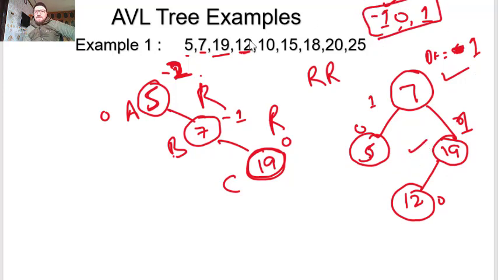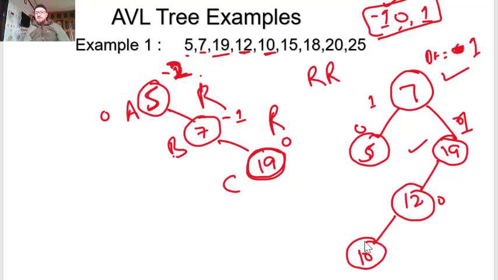Now after 12 there comes the 10. Where should the 10 go? 10 is greater than 7, it has to be on the right of it. Okay, and 10 is lesser than 19, so it has to be on the left of it, but there is 12, so 10 is lesser than 12, so it has to go to the left of 12, so 10 will be here.